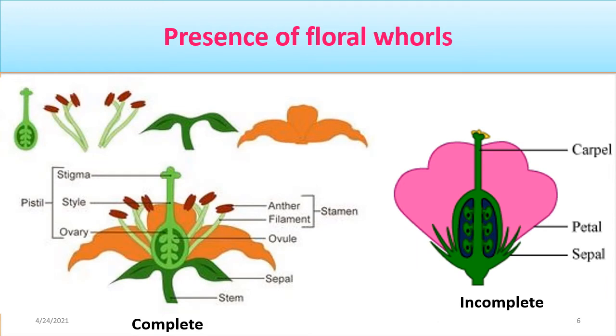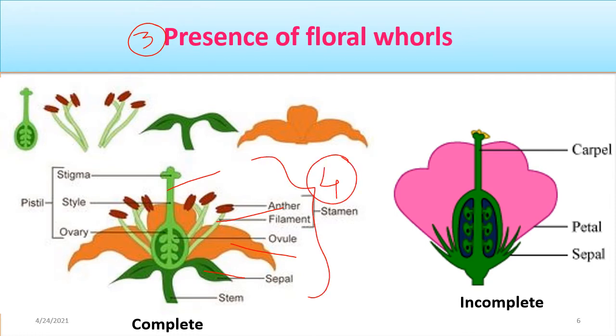The third characteristic feature studied under the flower is the presence of floral whorls. Now which floral whorls are there? If you see, this is calyx, this is corolla, this is androecium, and this is gynoecium. Means four different whorls are there. All four floral whorls are present, and such a type of flower is called a complete flower.